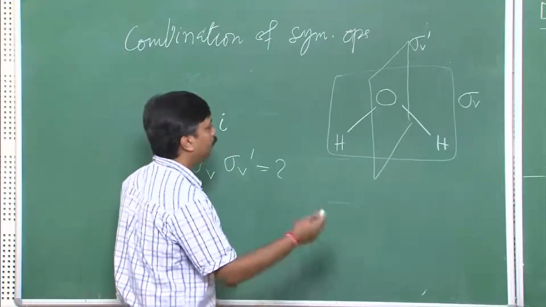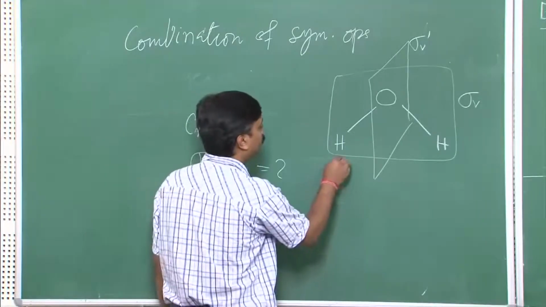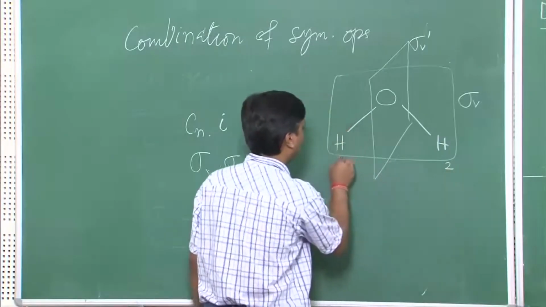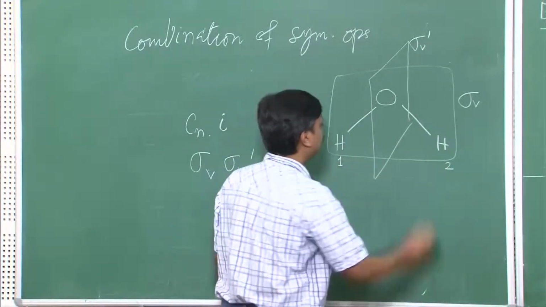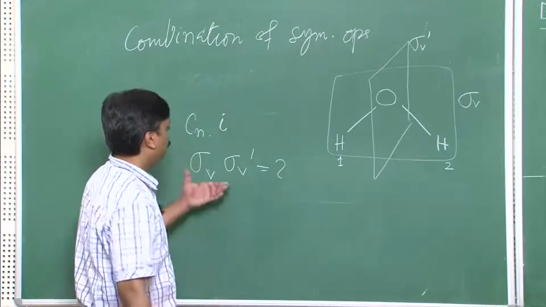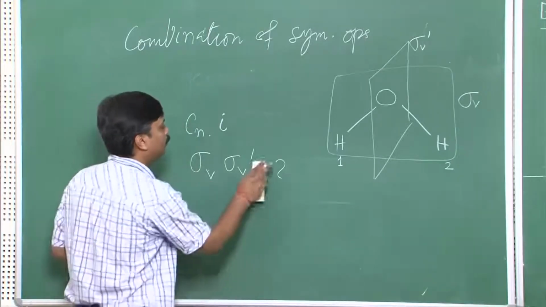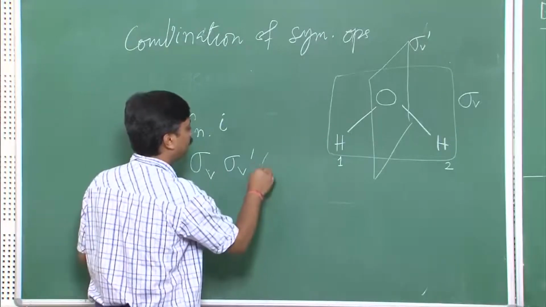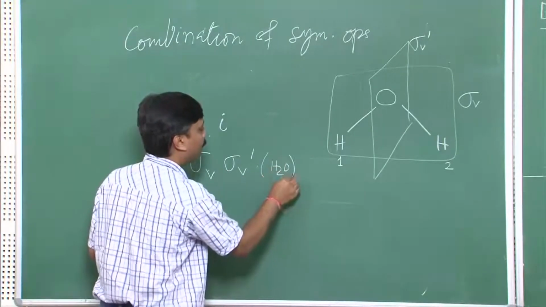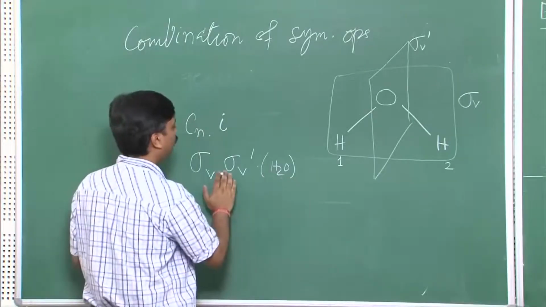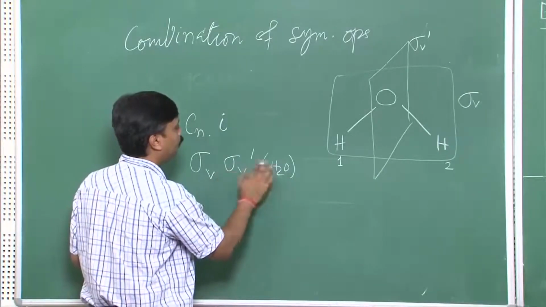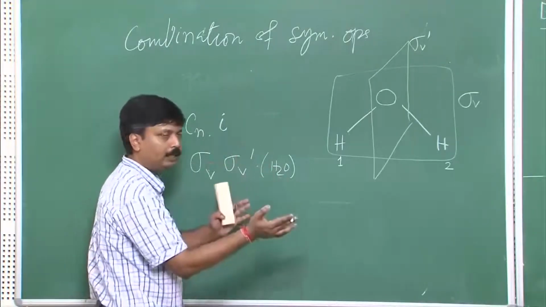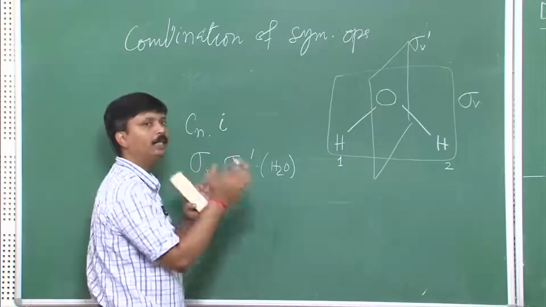In order to solve this, we will first mark these hydrogens by 1 and 2. So this is 1 and this is 2. What I am going to do is apply these operations on this molecular structure. I will first operate sigma b prime on this, and then whatever result I get, that is the resultant structure, I will operate sigma b on that.